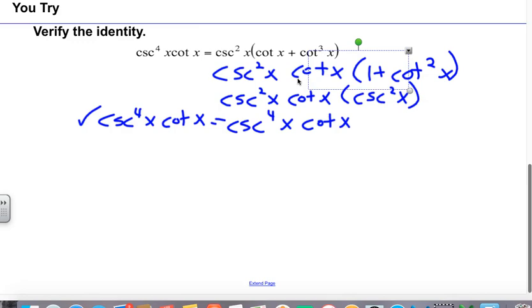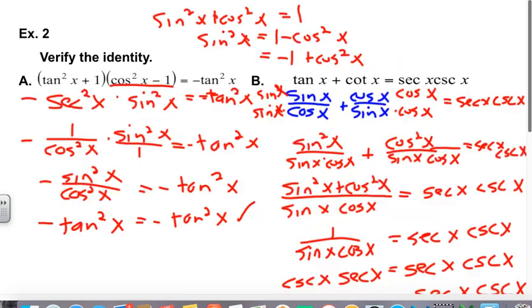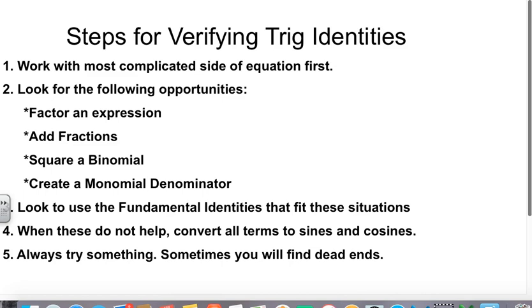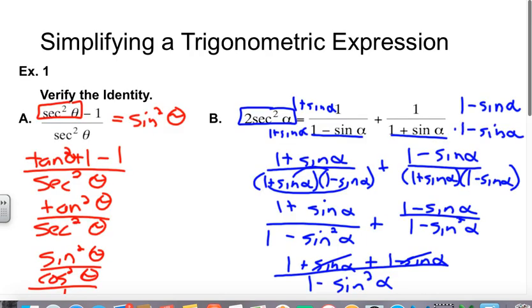All right, so again, follow these steps and look for opportunities to add fractions or to factor an expression, square a binomial. Look at what you're trying to change to. It's a hint as to what to do sometimes. So, for example, you see on number B right here, we've got two fractions, and on the left, it's just one thing. So that's a clue. We need to try to add those fractions together.